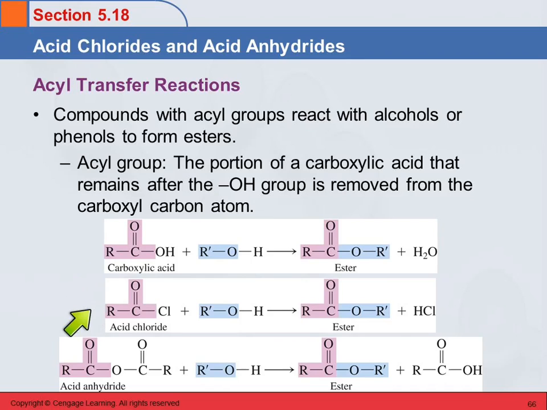So this acyl group can react with an alcohol to form an ester. The acid chloride can react with an alcohol to form an ester. The acid anhydride can also react to form an ester. So you could get the same ester from different starting materials, but these starting materials are very similar. They've got that acyl group there.